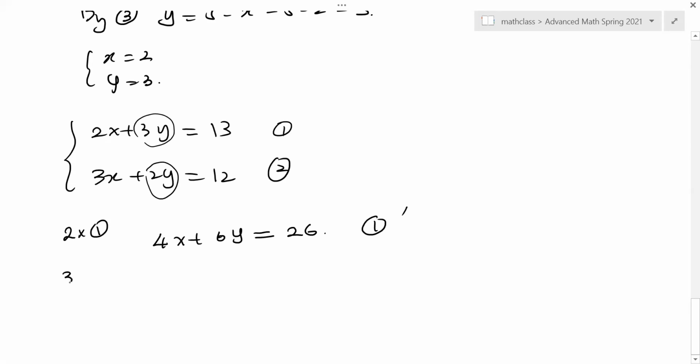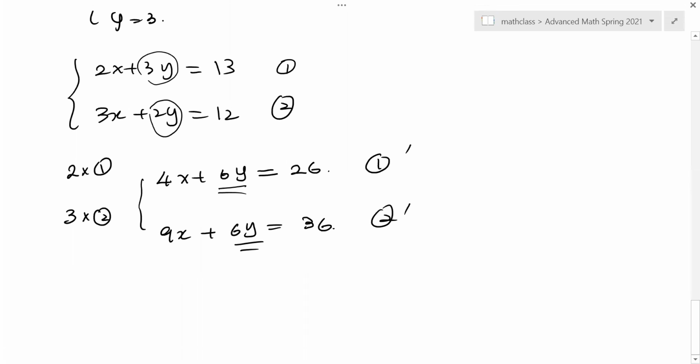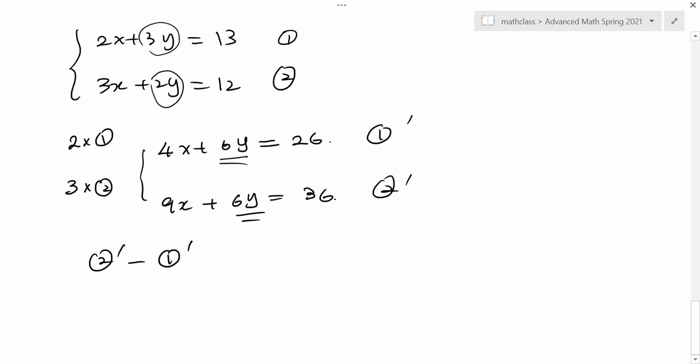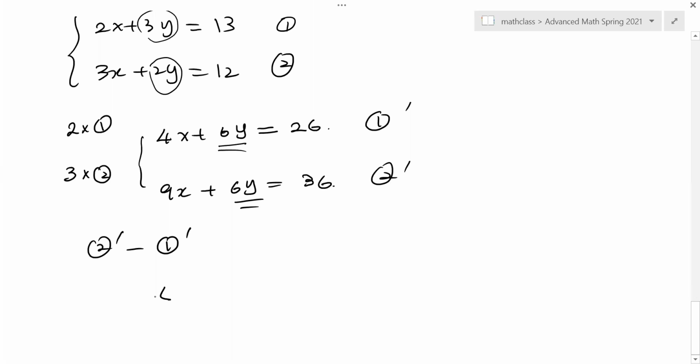Then I multiply equation 2 by 3. So it'll be 9x plus 6y equals 36, right? So that's equation 2 prime. Then you will see I have the same 6y here, so I can use subtraction. Then I can say equation 2 prime minus equation 1 prime. Then now 6y is gone. So 9 minus 4 is 5x, 36 minus 26 is 10. So x is going to be 2.